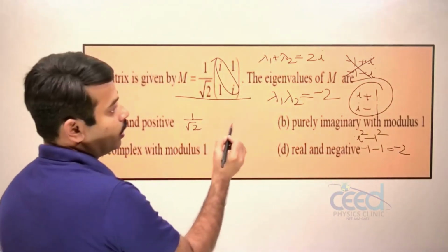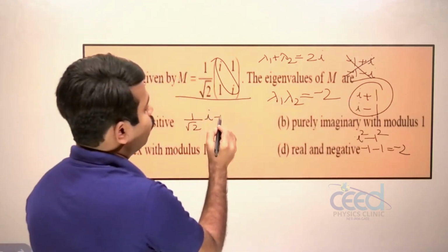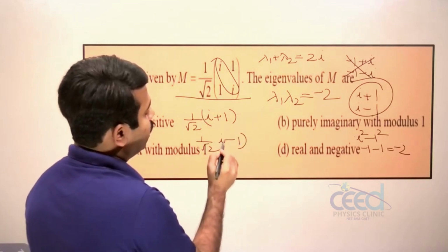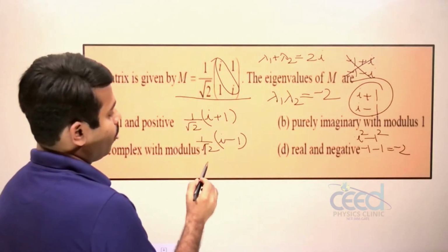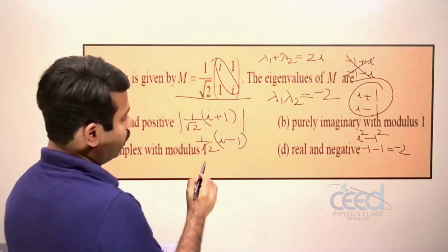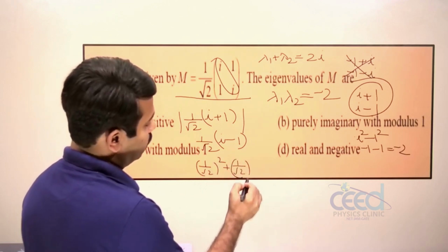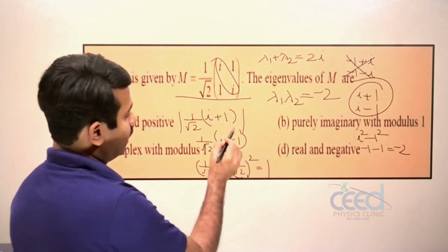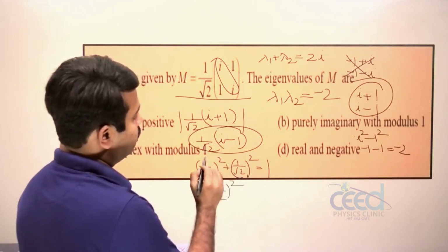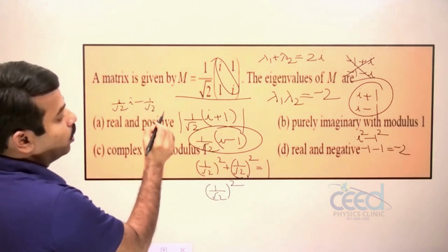So the eigenvalues, since we have a constant multiplication here, are 1 by root 2 into (i plus 1) and 1 by root 2 into (i minus 1). Now what is the modulus of this? First, the modulus is 1 by root 2 whole square plus 1 by root 2 whole square, that is 1, right. The second one's modulus is also 1 by root 2 whole square. So write this like this, 1 by root 2 i minus 1 by root 2, right.